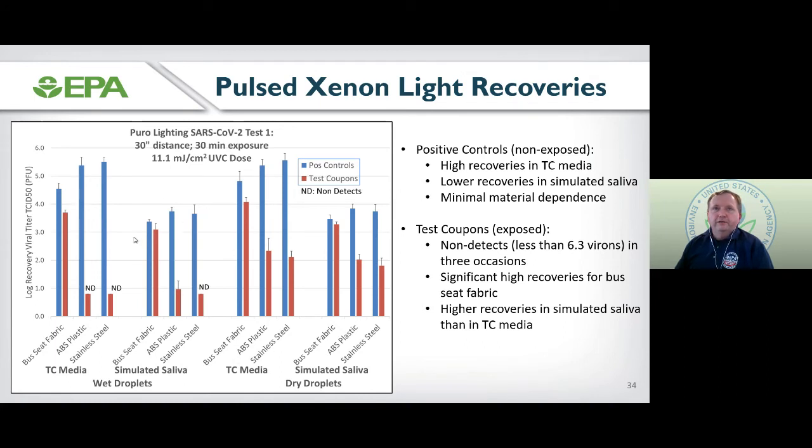We do not see it as high in the simulated saliva, but we are still above the 3 log reduction, so that we are at or very close to the capability to demonstrate the potential 3 log reduction if that is applicable to the specific UVC disinfection approach. That's kind of what this graph shows, and you can take this information and essentially take the difference between the blue and the red bars and determine from that what the log reductions are.